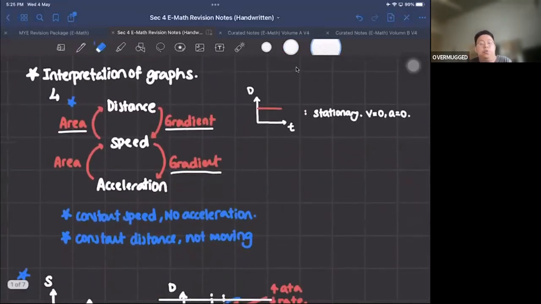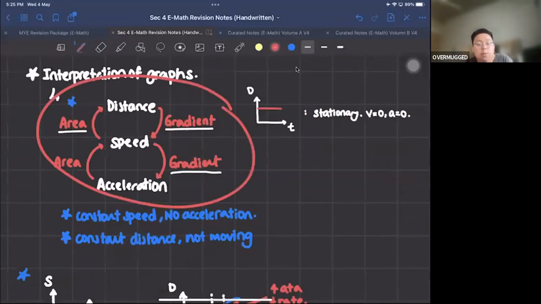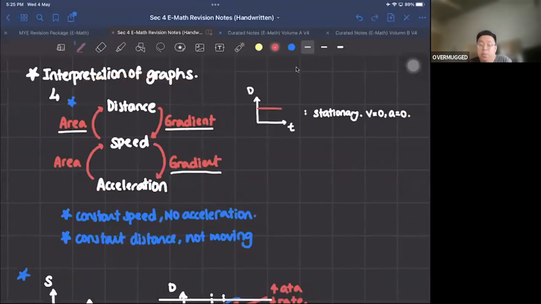So interpretation of graphs means what? You will need to be able to convert between a distance time graph to a speed time graph, and from a speed time graph to a distance time graph. So this chart down here, my AMF students will actually see it later in the kinematics topic, but this chart is very important. Let me explain how to read it.